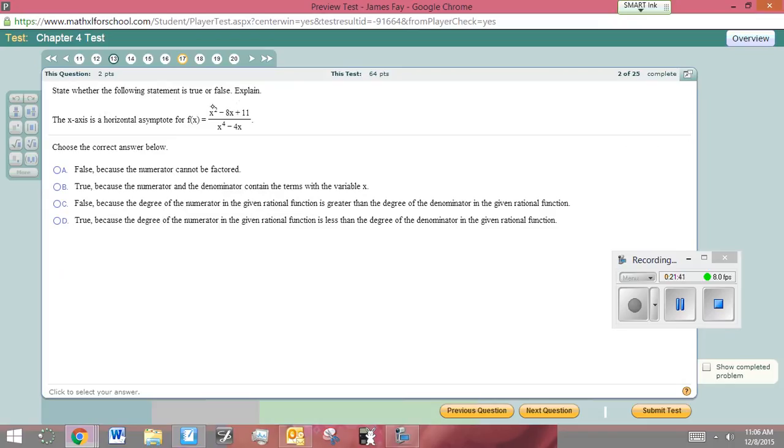State whether the following statement is true or false. Explain the x-axis is a horizontal asymptote for f of x. Okay. Well, if I look at that, horizontal asymptotes are found by taking those leading terms and dividing them. x squared over x to the fourth eventually gives me 1 over x squared. When x gets really, really big, this becomes 1 over a huge number, which goes to 0. So I'd have a horizontal asymptote at y equals 0.